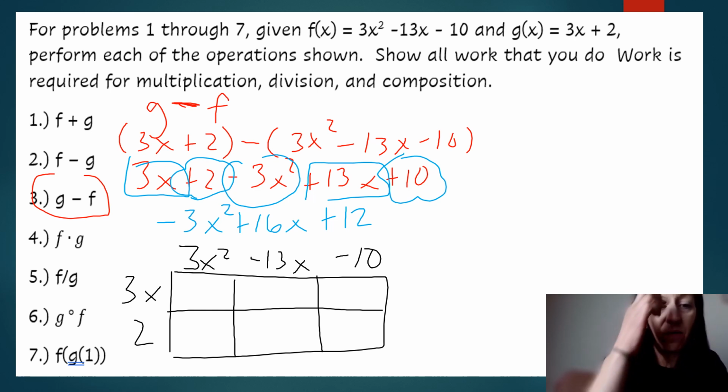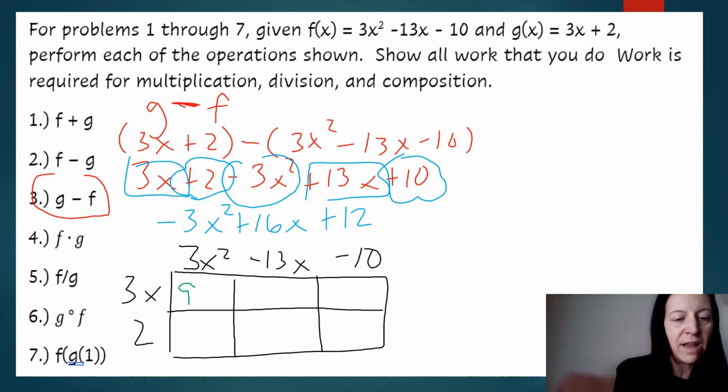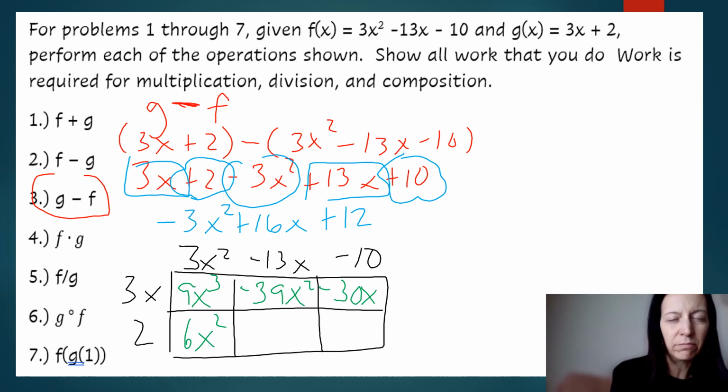Okay, and then to multiply, we'll find the area of each of the smaller rectangles, and then we have to add them up. So 3x times 3x squared is 9x to the third. 3x times negative 13x is negative 39x squared. And then 3x times negative 10 is negative 30x. Next one down, 3x squared times 2 is 6x squared. Negative 13x times 2 is negative 26x. And negative 10 times 2 is negative 20.